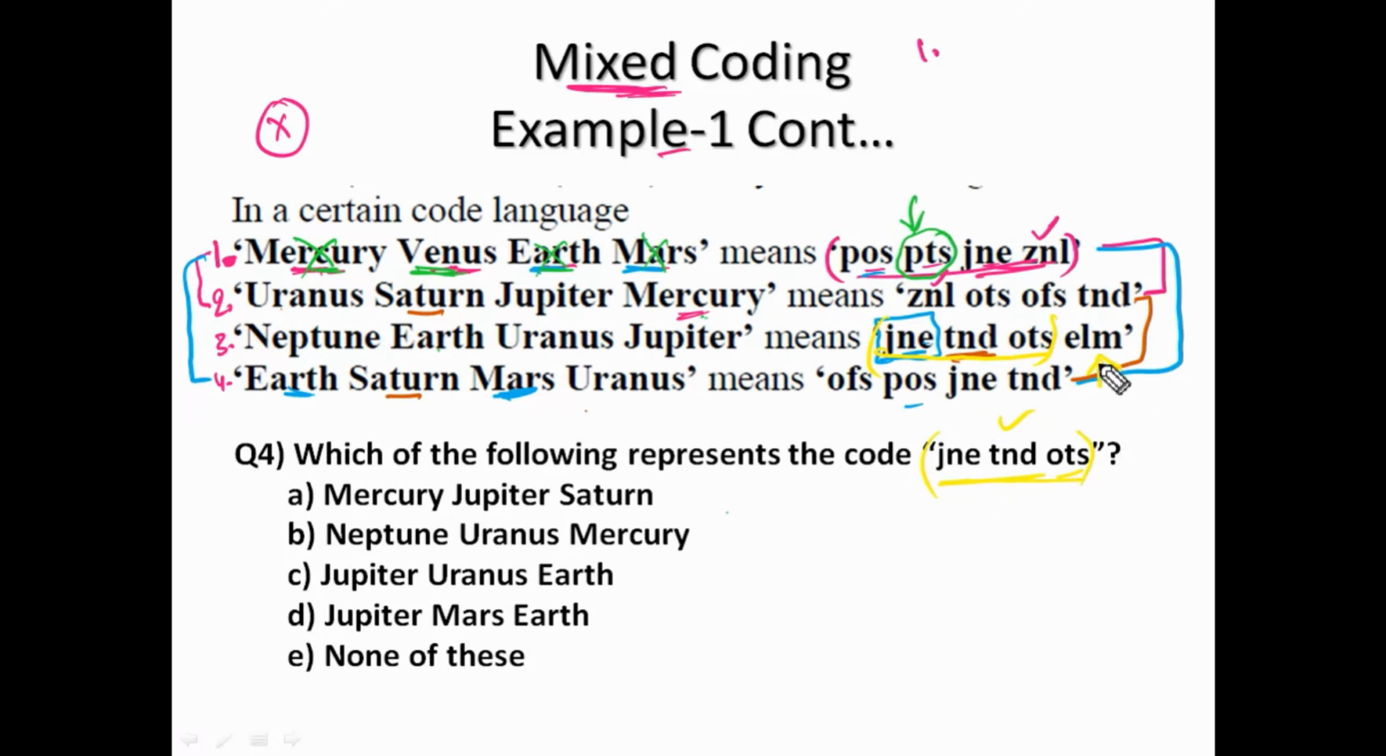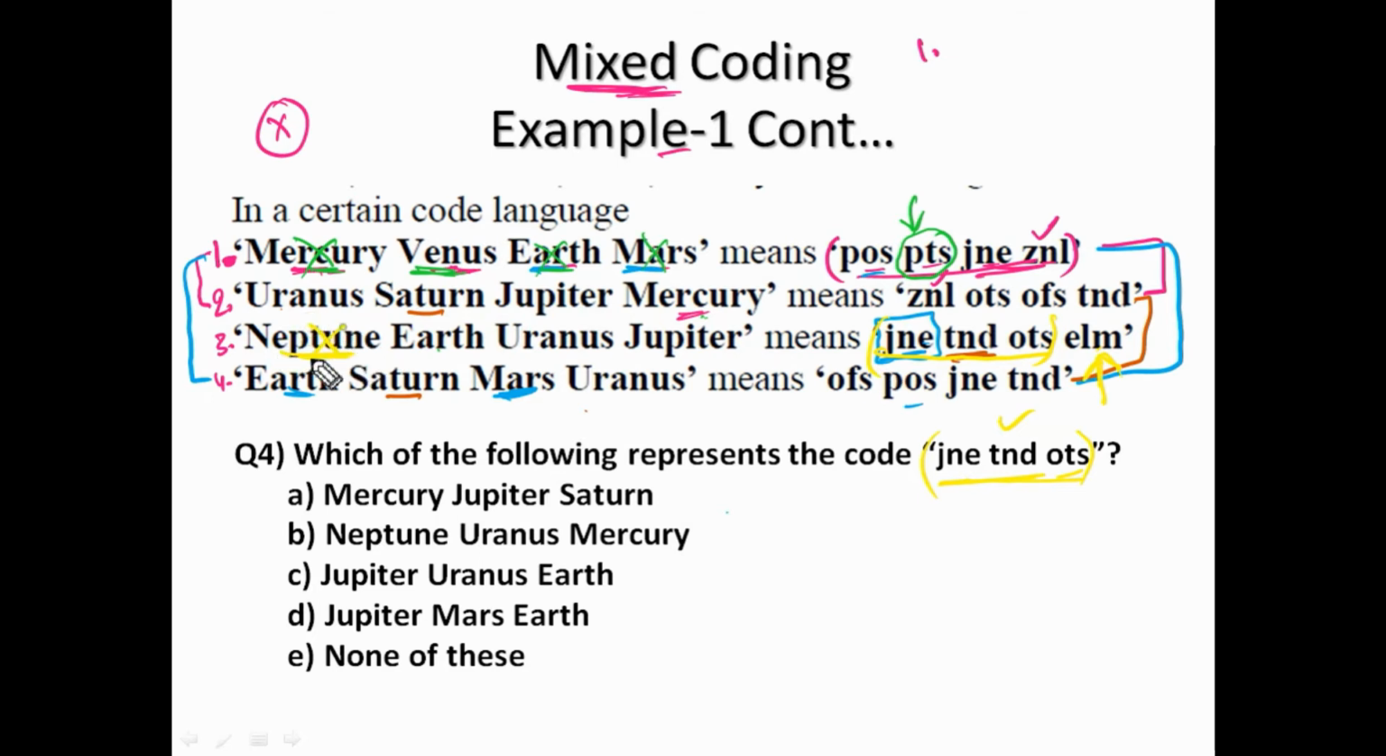Okay. So now what is the code for ELM? Tell me, ELM is a common code or uncommon code? Uncommon, and it is not there anywhere else. So here we need to find the word which is there in only the third statement. Neptune, it is not there anywhere. Okay. Earth, it is there in the last statement. Uranus, it is there in the last statement. Jupiter, it is there in the second statement. So Neptune is the code for ELM.